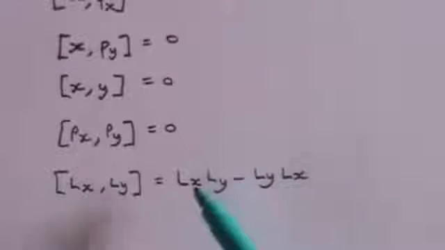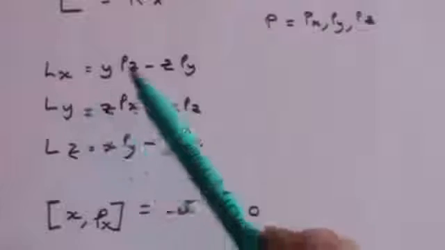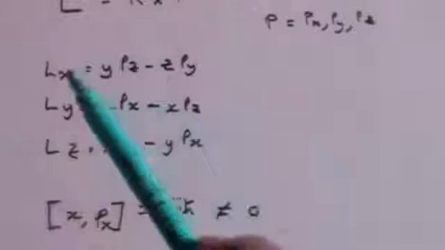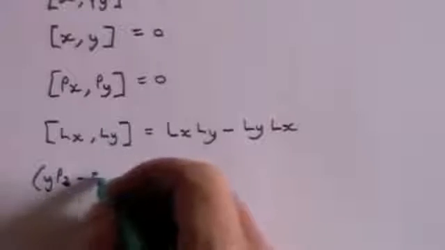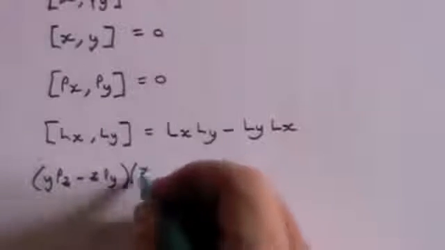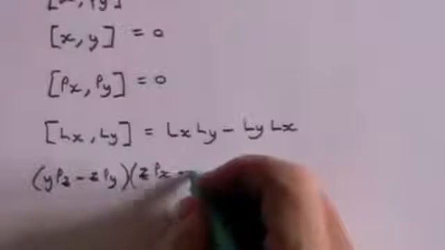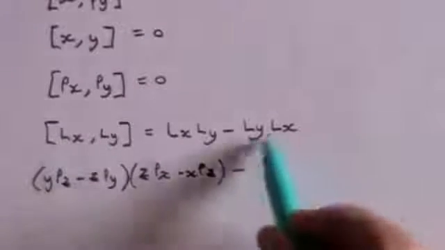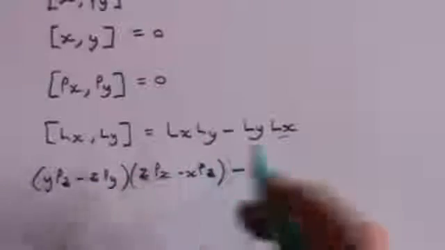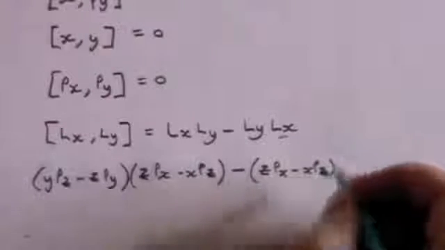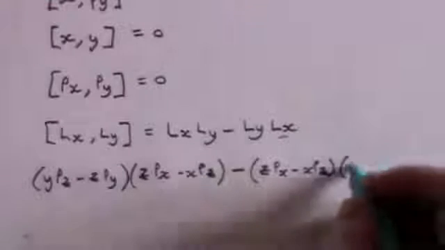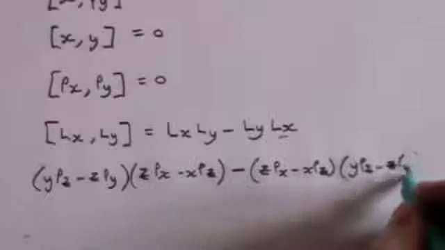But what I'm going to do is to take these terms and substitute for them the values that we've got here and here. So I'm going to substitute these two terms for Lx and Ly. So that's going to give me (ypz minus zpy) times (zpx minus xpz), minus, and now we've got this term, so that's Lx, that's Ly. Now I've got to put minus Ly, which is (zpx minus xpz), times Lx, which is (ypz minus zpy).